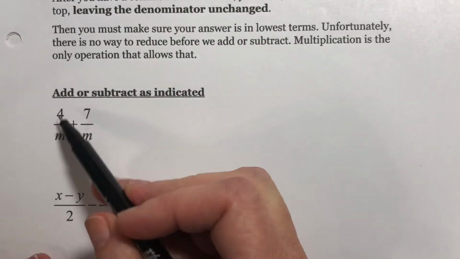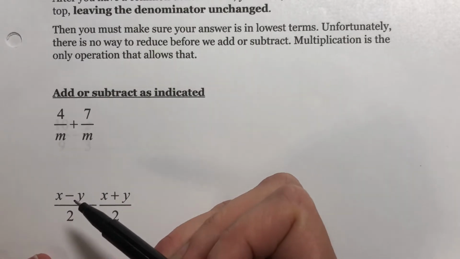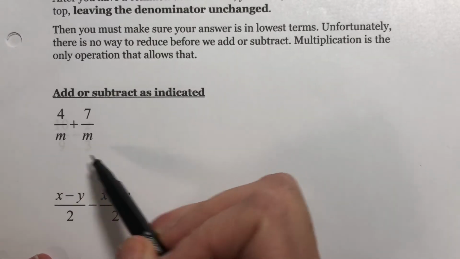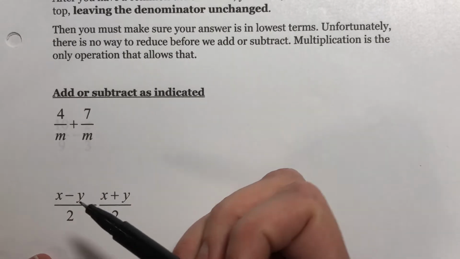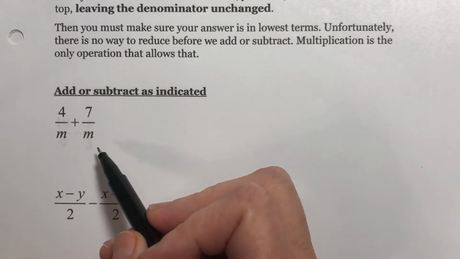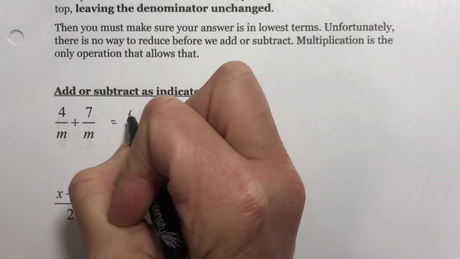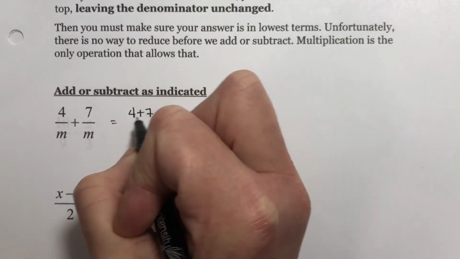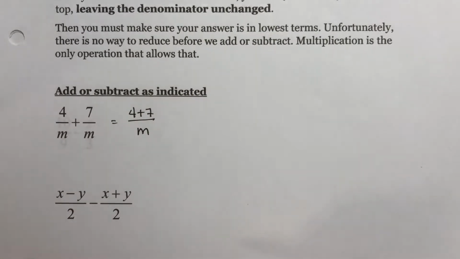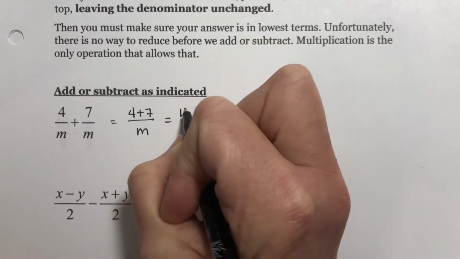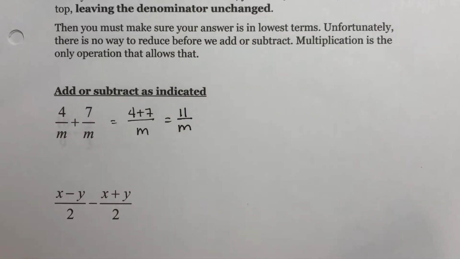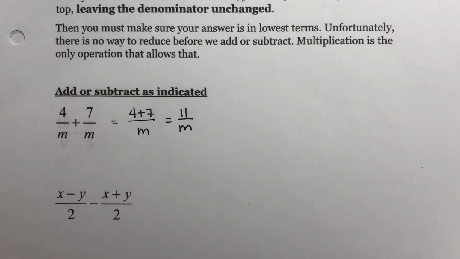We want to add 4 over m plus 7 over m. Now, they already have a common denominator of m. We don't know what m is. It doesn't matter what m is. It's the same. So we add across the top, and I'll write out this step for right now. And then do the arithmetic. 11 over m should be our answer.